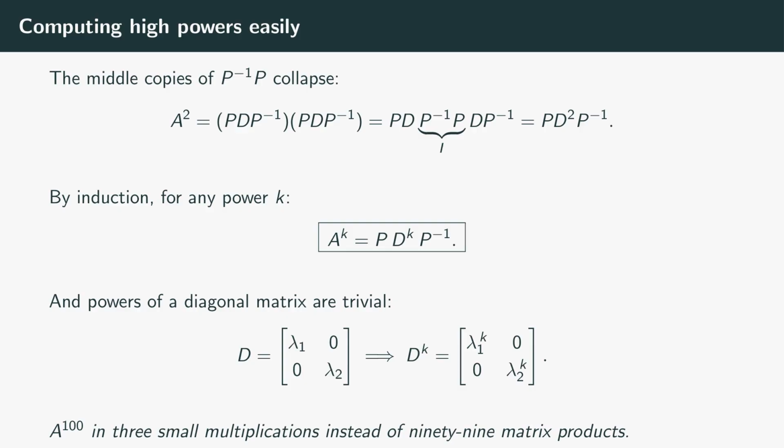That would be a curiosity, except for one fact: raising a diagonal matrix to a power is effortless. You just raise each diagonal entry to that power, because the entries never interact. So D to the hundredth is simply each eigenvalue raised to the hundredth, sitting on the diagonal. That turns the hundredth power of A, which would normally be 99 matrix multiplications, into raising a few numbers to a power and sandwiching the result between P and P inverse. 3 small matrix multiplications. Done.